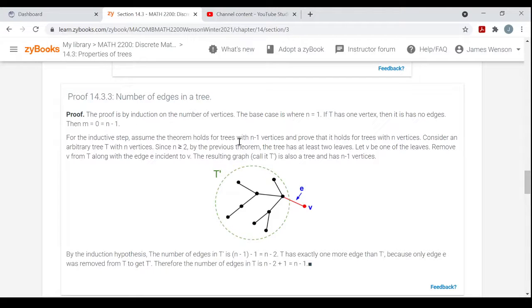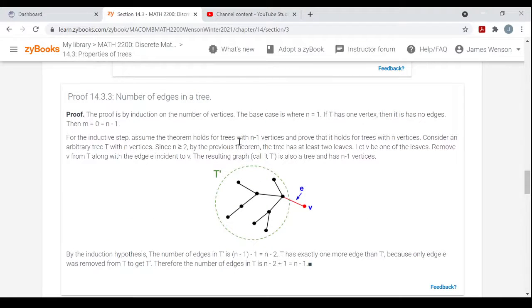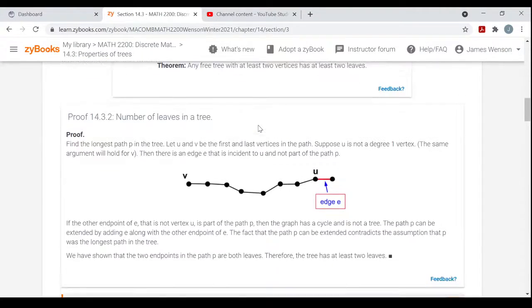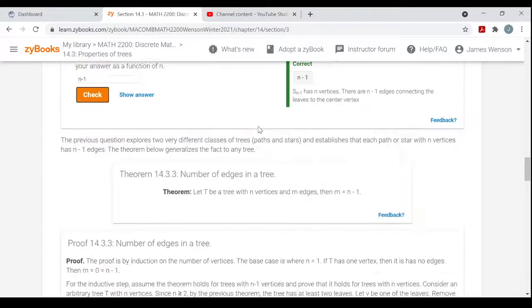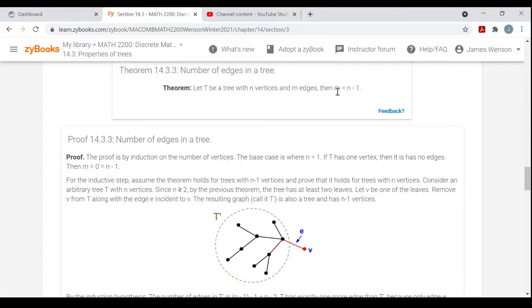Now they go through a proof by induction. So this section has a lot of things harkening back to our proof chapter. Proof by induction on the number of vertices. This proof up here was a proof by contradiction. So we're going back and looking at some old proof methods. So again, read through this. Hopefully you remember how to prove things by induction, what that meant, and make sense of this. But again, the number of edges will just be the number of vertices minus 1 for any tree.